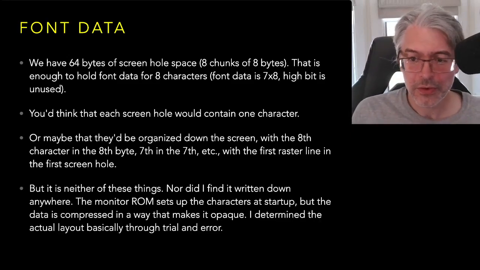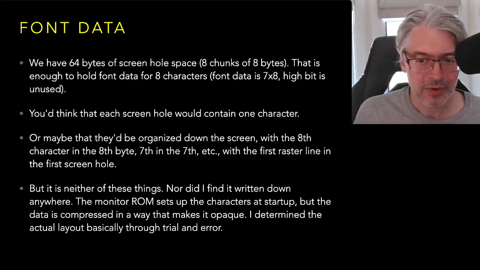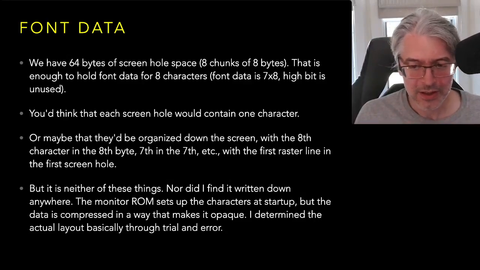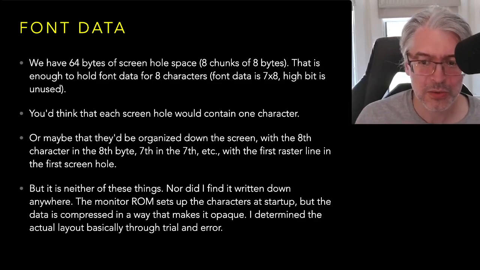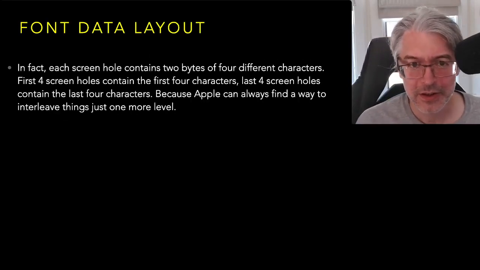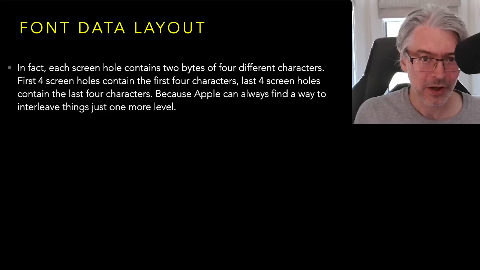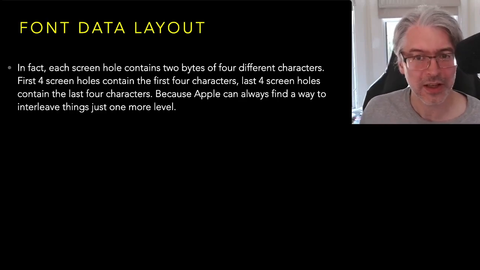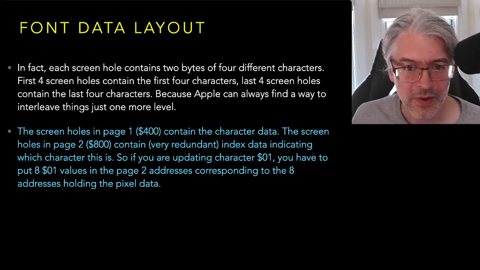And not only is it neither of those things, I did not find this information written down anywhere. The monitor ROM does set up the characters when it boots, but it uses compressed data that it's very hard to understand, because it's all compressed into a smaller space. So I basically figured this out through trial and error. But in fact, the font data layout is each screen hole contains 2 bytes of 4 different characters. The first 4 screen holes contain the first 4 characters, and the last 4 screen holes contain the last 4 characters, because Apple can always find a way to interleave things just one more level.